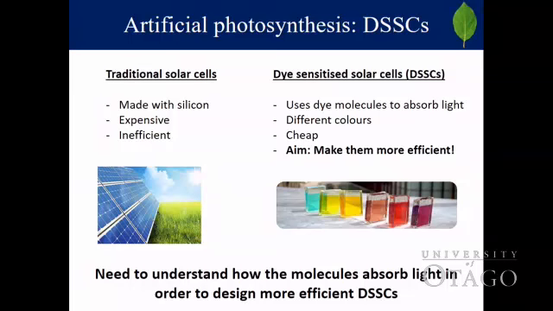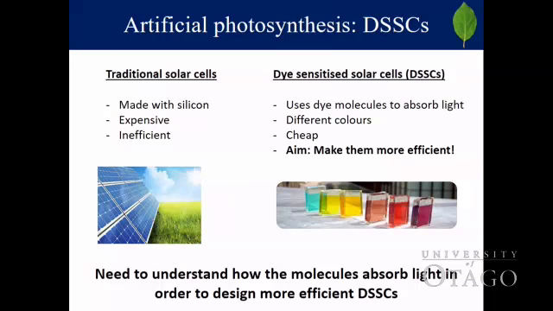So with a traditional solar cell, these are traditionally made with silicon, which is notoriously expensive, and the cells aren't particularly efficient. However, with a dye-sensitized solar cell, what we use instead is photoactive dyes combined with titanium dioxide nanoparticles that absorb the light from the sun.